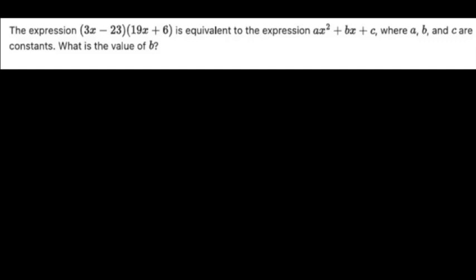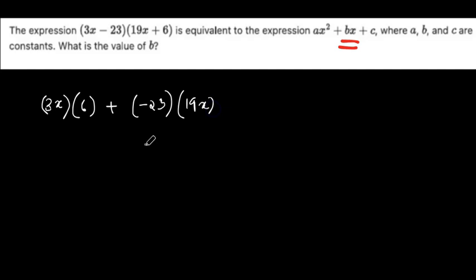So here you can see that b is something which is accompanying x. Okay, b is something which is accompanying x. So you have to find all the terms which would give you x from the left side. So here you can see that when 3x is getting multiplied with 6, you will get an x term. Similarly, when negative 23 is getting multiplied with 19x, you will get an x term. And these are the only two possibilities there.